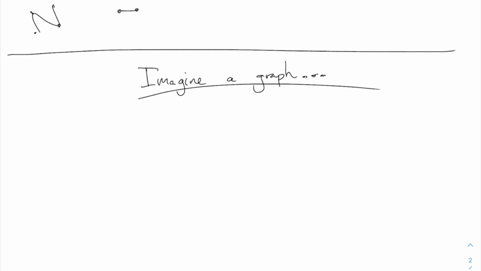So let's, I'm going to do a bunch of examples under the basic heading of imagine a graph. There are many, many scenarios where you can translate some kind of situation into graphs. Okay, here's an example. Imagine a graph in which each vertex is one of my kids.